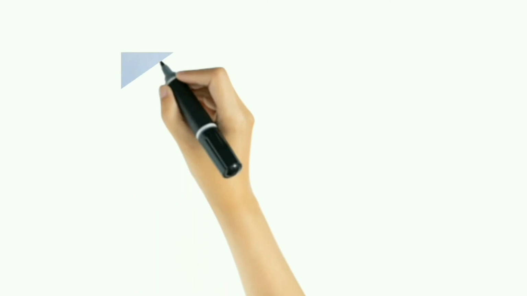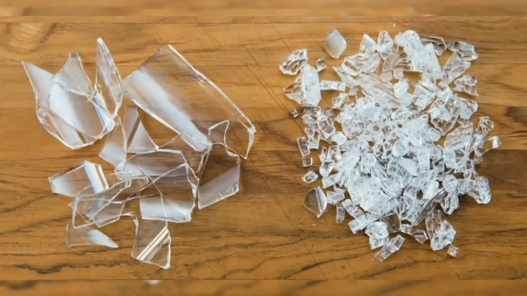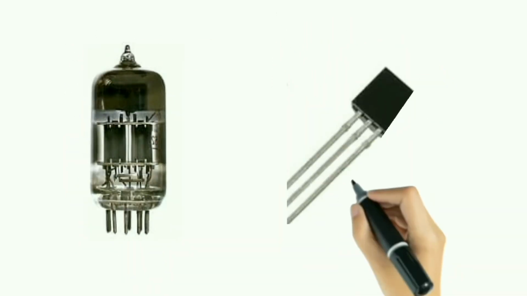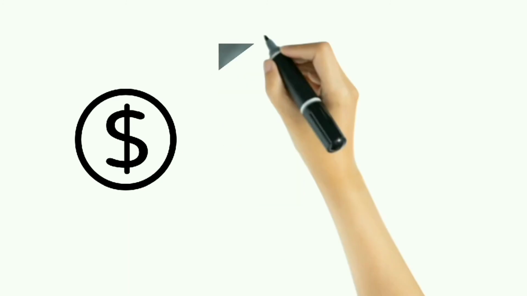Vacuum tubes are made of glass tubes, which are fragile compared to metal transistors. Some vacuum tubes have higher cost than equivalent power transistors. So, it was replaced by transistors which are not expensive and are smaller in size.